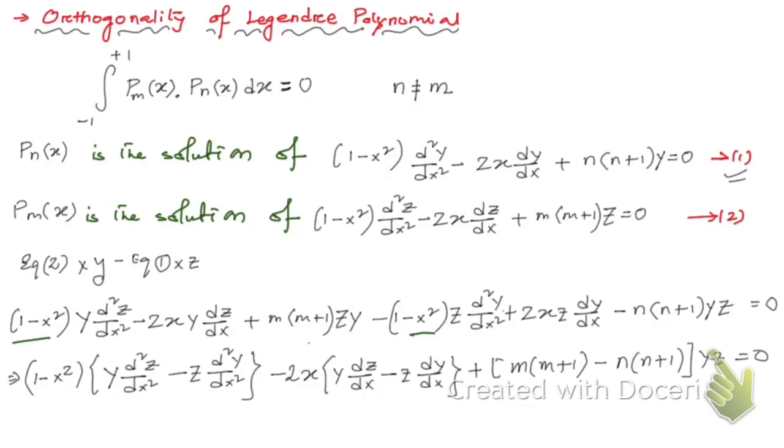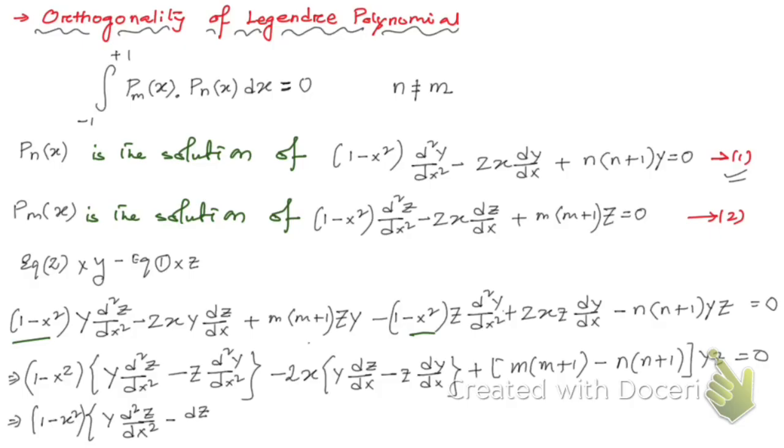Okay, so now what we can do here, just give me a second. Now you see here, we can write 1 minus x square into y times the second order derivative of z with respect to x, minus, we can write dz by, or okay, let me write this one in this way.